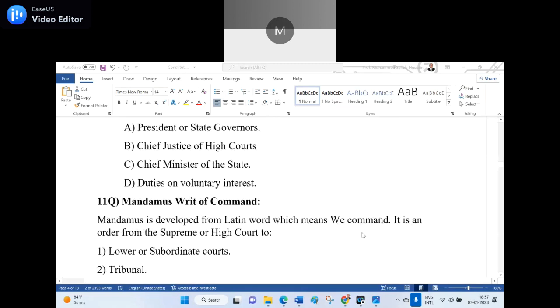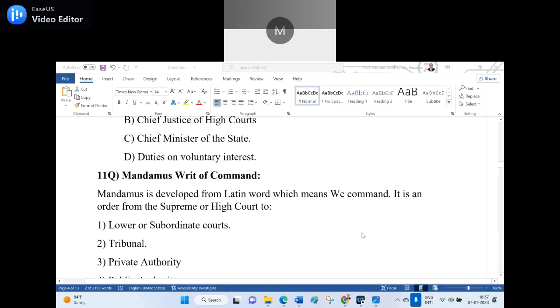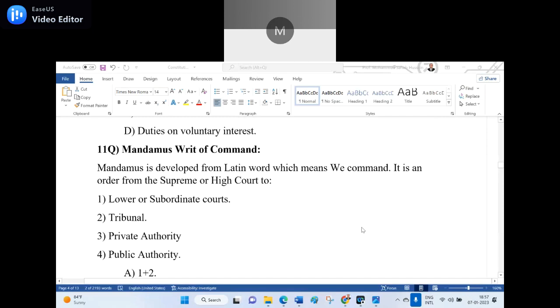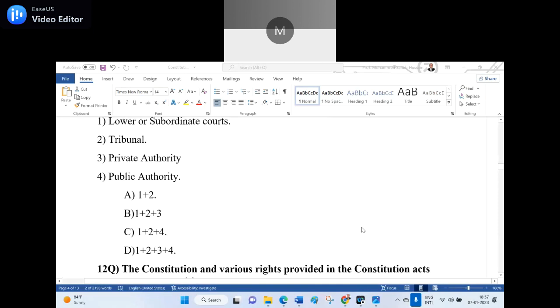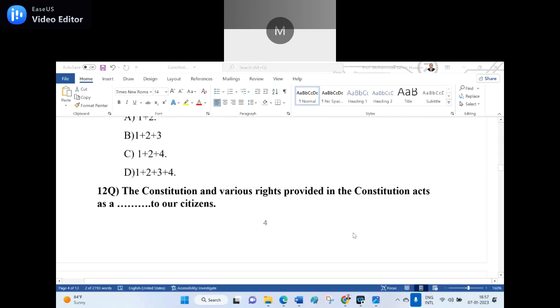11th question. Mandamus writ command. Mandamus is developed from the Latin word which means we command. It is an order from the Supreme Court or the High Court to: 1, lower or subordinate courts; 2, tribunals; 3, private authorities; 4, public authorities. Options: A, 1 plus 2; B, 1 plus 2 plus 3; C, 1 plus 2 plus 4; D, 1 plus 2 plus 3 plus 4. Option C, sir, 1, 2, 4. Because 3, private authorities, you cannot ask for the mandamus. Is it clear? Yes, sir.